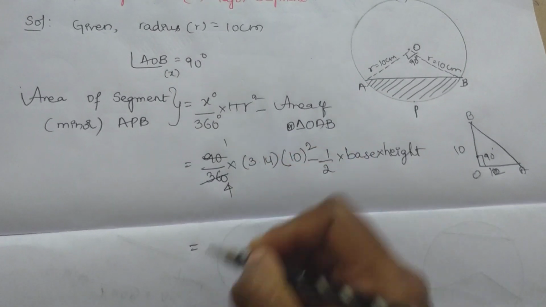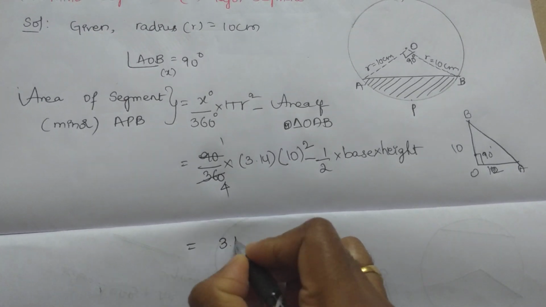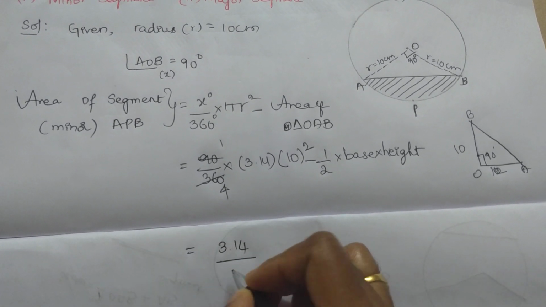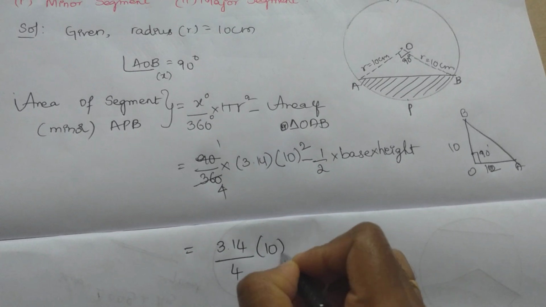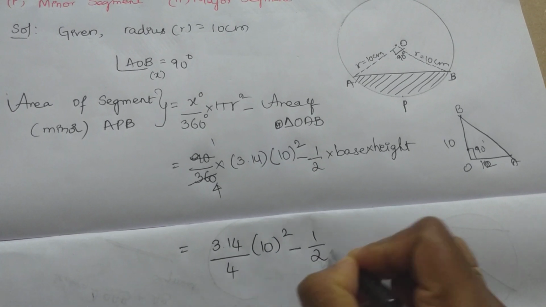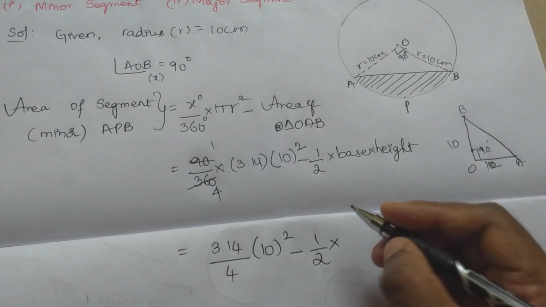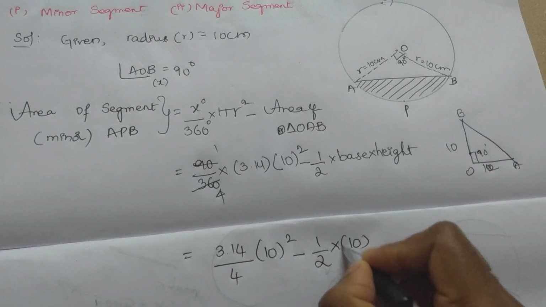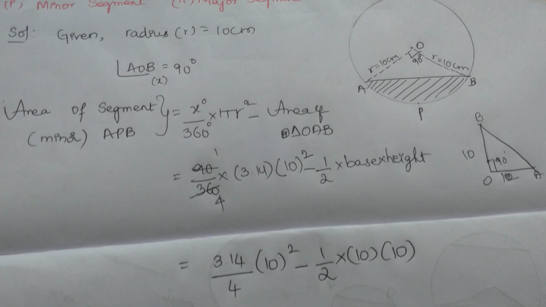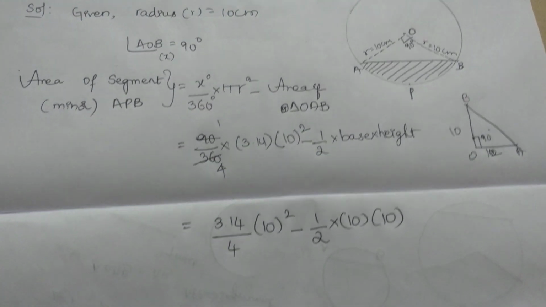So 90 by 360 is 1 by 4, I can take it directly. So here what will I take? 3.14 by 4 into 10 square, minus 1 by 2 into, what is the base? Base is OA and height is OB, so both are the same radius, right? 10 into 10 I am writing, since radius into radius is the same, no?